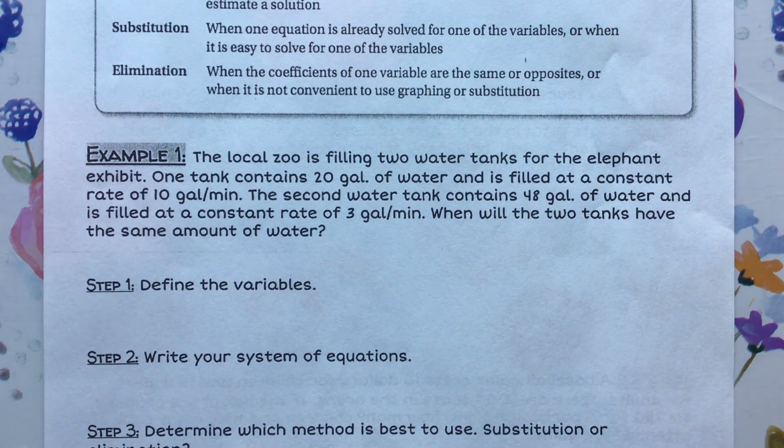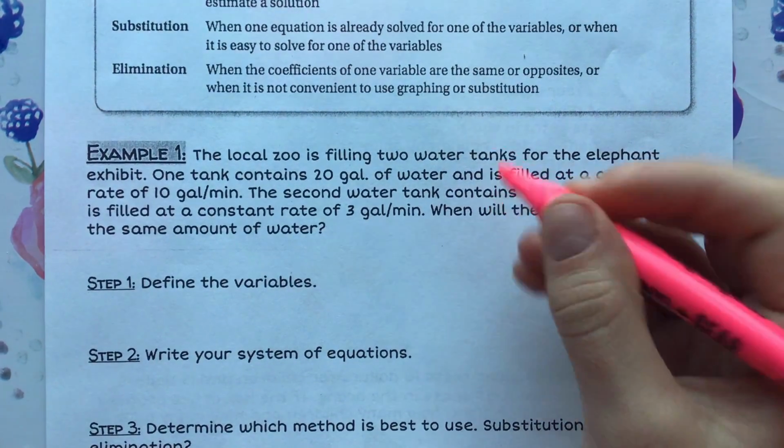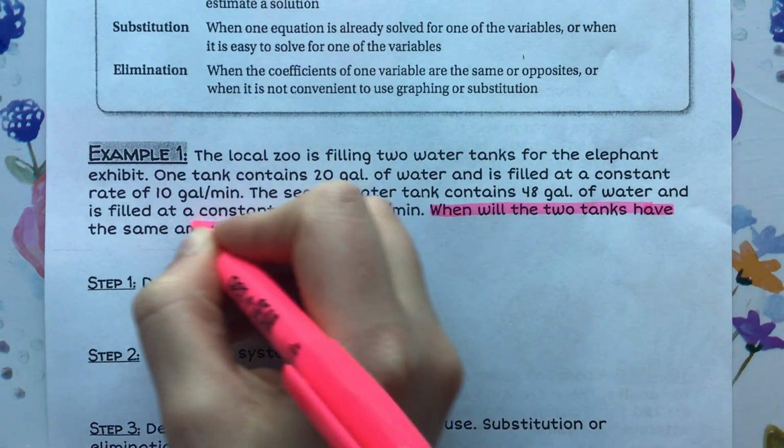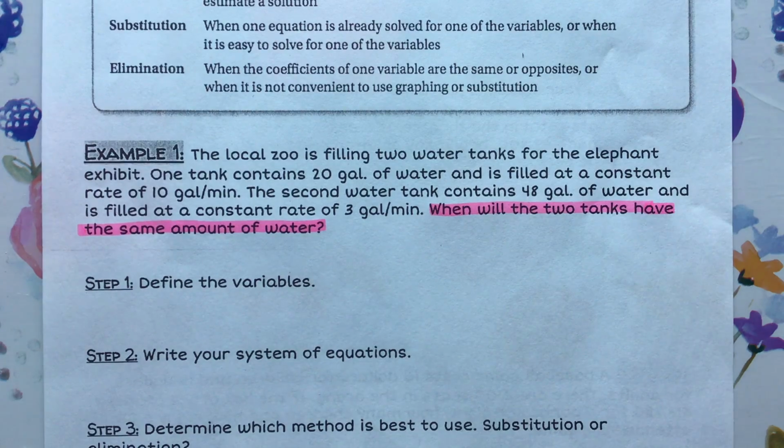So what we want to do is, I'm just going to highlight this part that is describing what the actual question is. We're trying to figure out, when will the 2 tanks have the same amount of water? After how many minutes? So that's the final answer that we're trying to get to. And I think that when we know what our goal is, it's easier to take steps to get there.